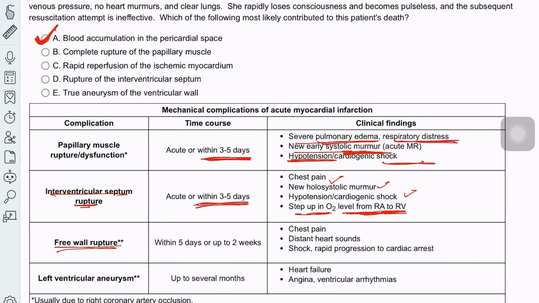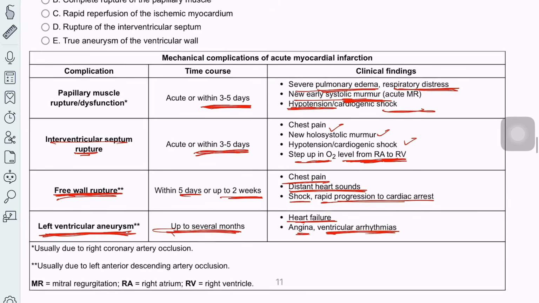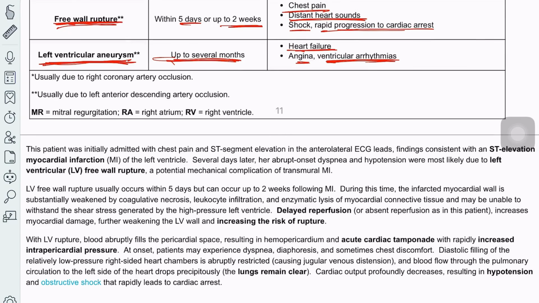Next is free wall rupture. This occurs within 5 days up to 2 weeks. This is characterized by chest pain, distant heart sounds, shock, and rapid progression to cardiac arrest. Left ventricle aneurysm can occur up to several months later, and it is characterized by heart failure, angina and ventricular arrhythmias. This patient was initially admitted with chest pain and ST segment elevation in the anterolateral ECG leads, findings consistent with an ST elevation myocardial infarction of the left ventricle.